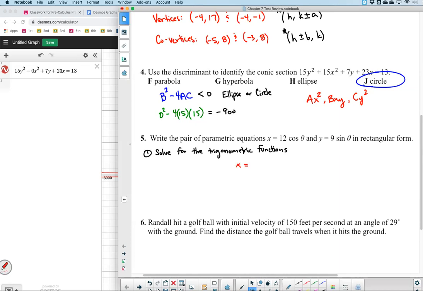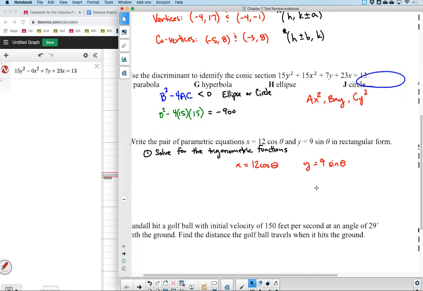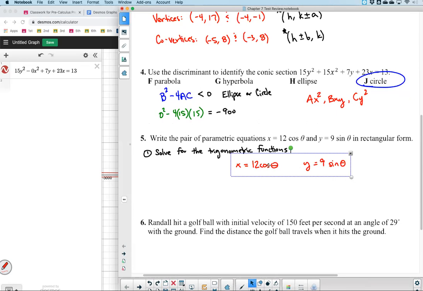Is if you have x equals 12 cosine theta and y equals 9 sine theta. I just realized I might need more space. Let me slide this over a little bit. Whoops, that's not what I want to do. Let me slide these over. Okay, how would I solve for the trigonometric functions?